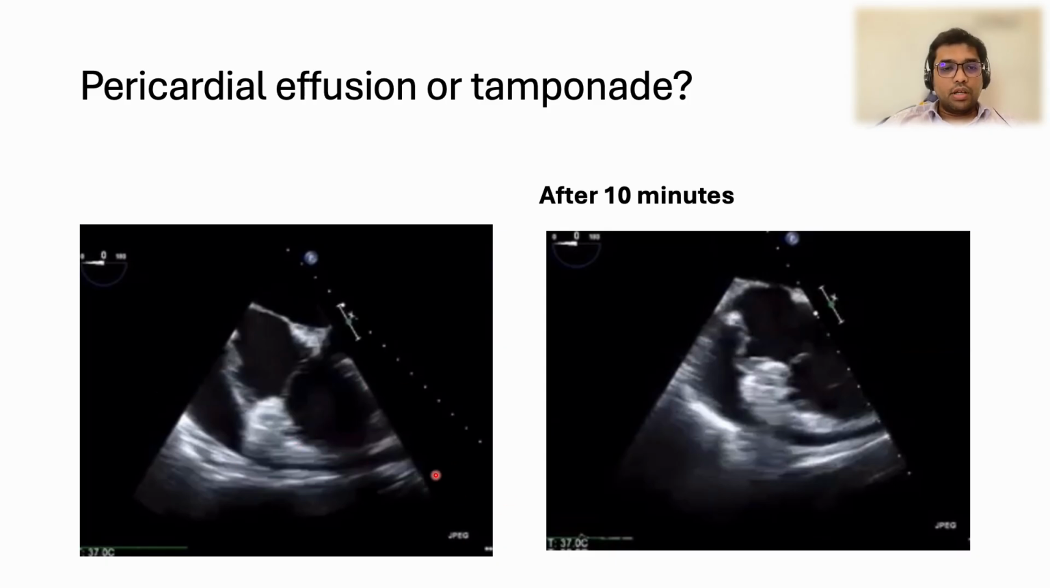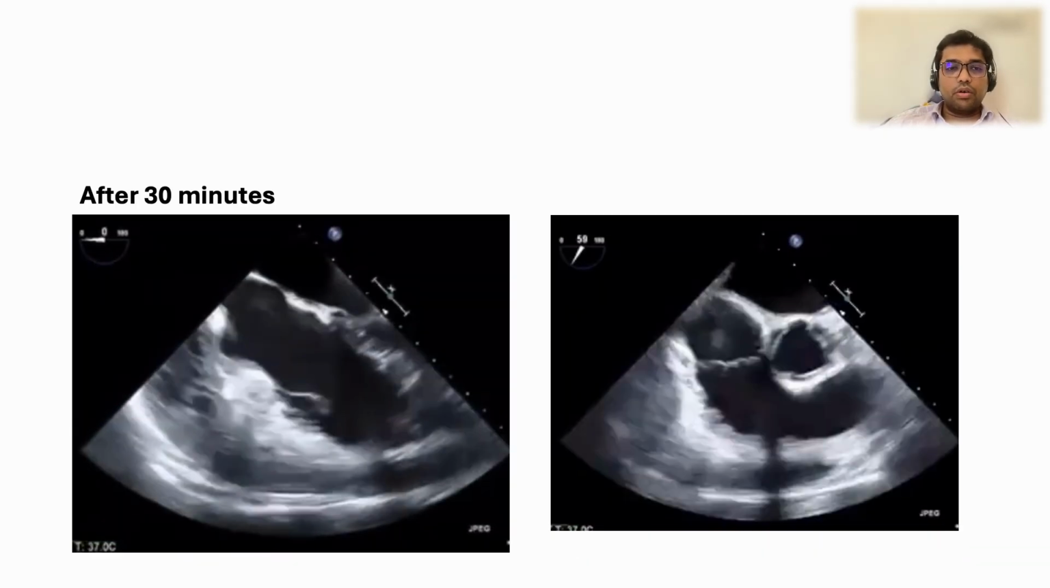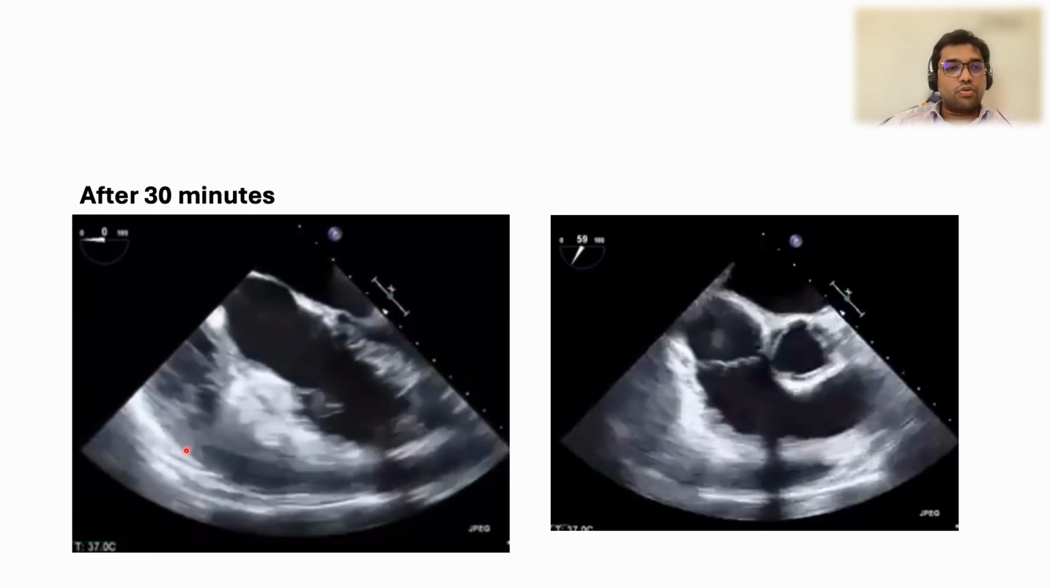So you have seen that there is a collection of blood in your pericardial cavity, and also it is causing early RA collapse that you can see over here. Whereas after 10 minutes, you can see there is a significant increase in the amount of blood in the same patient, and also there is a definite RA collapse during your LV diastole.